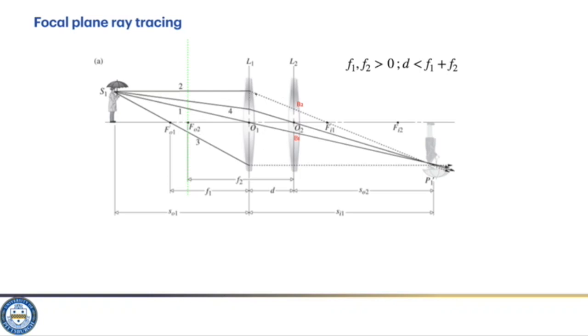And what I'm doing is extending the rays 2 and 1 till they meet the focal plane. Ray 1 meets the object focal point right there. So let me just do it and you'll see what I mean. I've extended the ray 2 and it meets at the point A2.